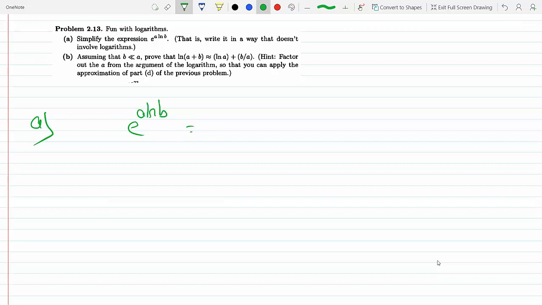One of the properties of the logarithms allows you to bring the a to become the exponent of b if it's sitting outside the logarithm. So this becomes e to the ln b to the a, right? However, ln has a base of e, and so when you raise the base to the log of that base, all you get is what's inside the logarithm. So the answer here would just be b to the a.